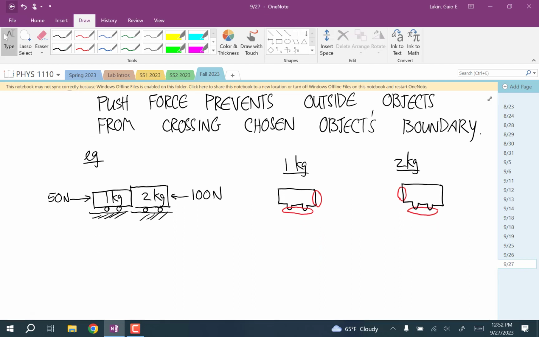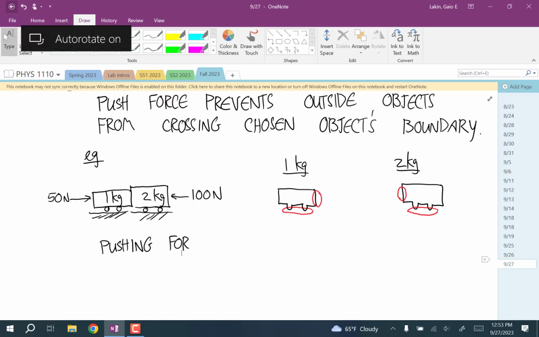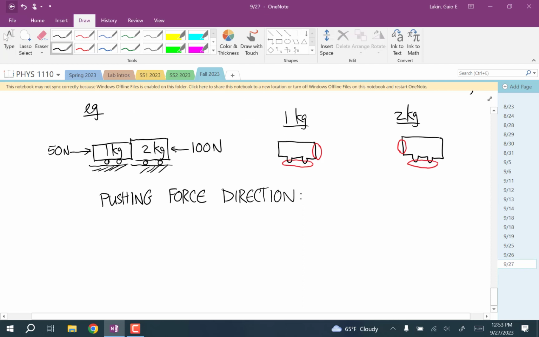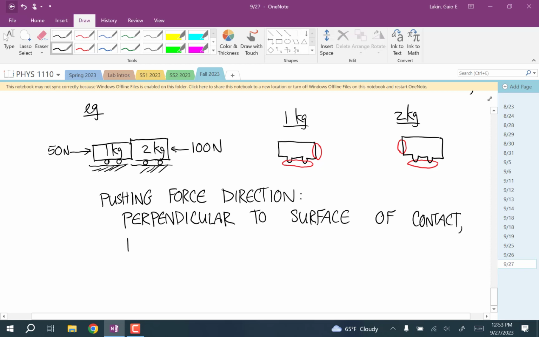So once you've identified a force as a pushing force, the direction of the pushing force is perpendicular to the surface of contact and toward the chosen body.